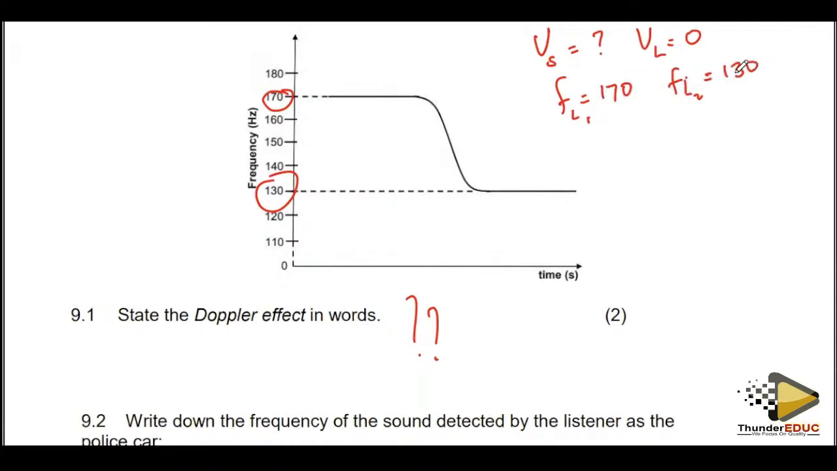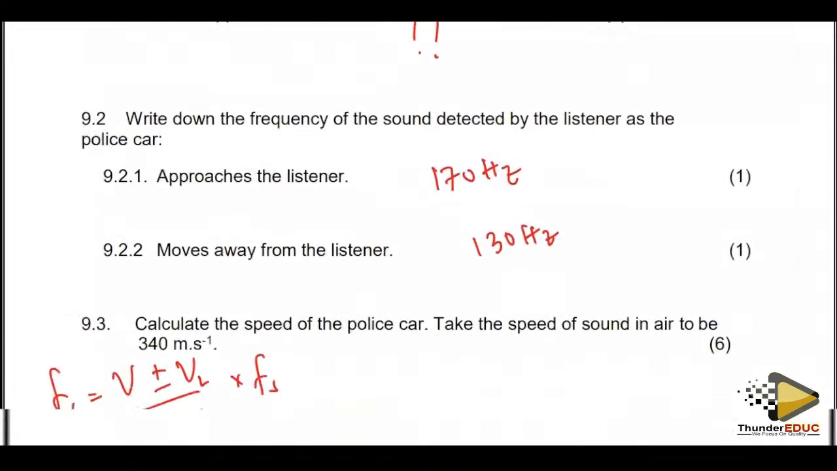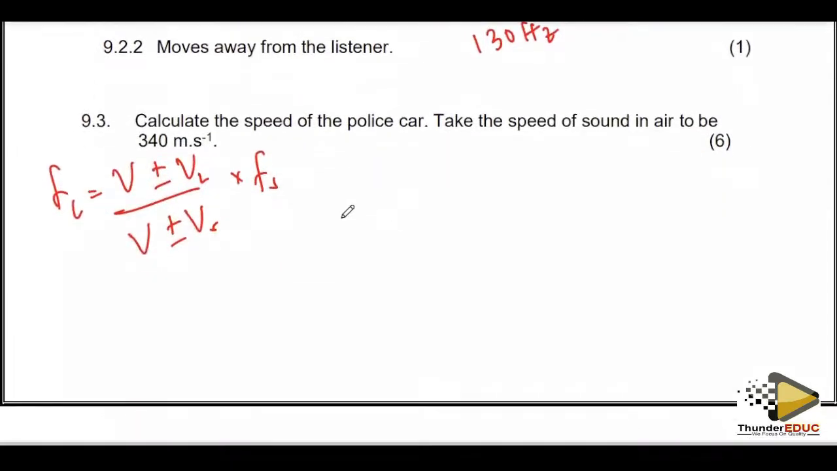Which is 130. Frequency of the source, nothing. So I have two unknowns, guys, which means I have to use the simultaneous equations. Okay, not a big deal. Let's see. With the first equation, if I use the 170, it's going to be 340 plus the listener, which is 0, over 340 minus the source, times the frequency of the source.